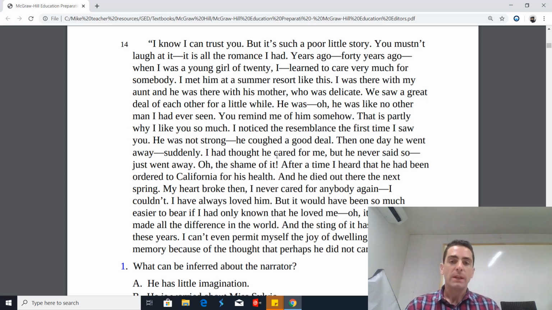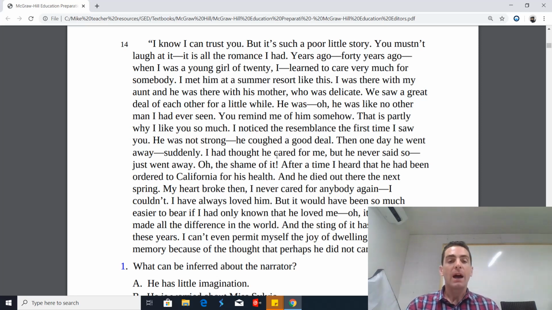He was not strong. He coughed a good deal. Then one day he went away. Suddenly, I'd thought he cared for me, but then he never said so, just went away. Oh, the shame of it. After a time, I heard that he had been ordered to California for his health, and he died out there the next spring. My heart broke then. I never cared for anybody else again.